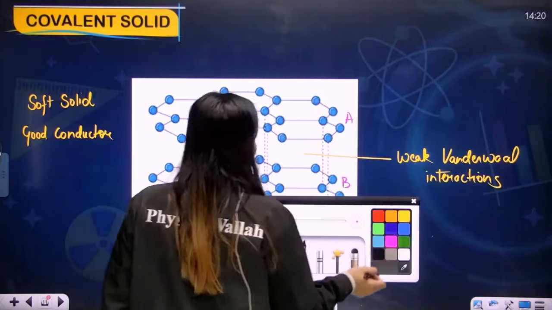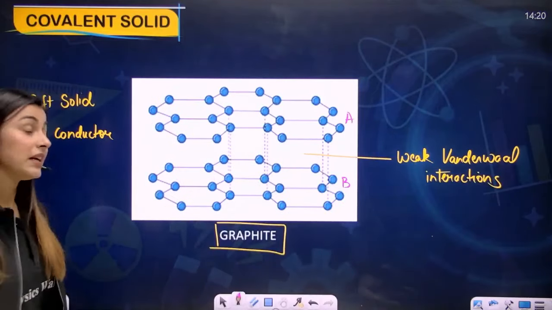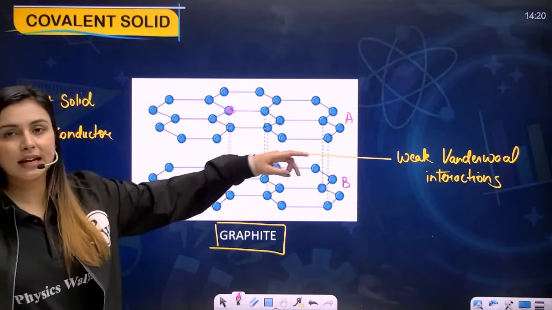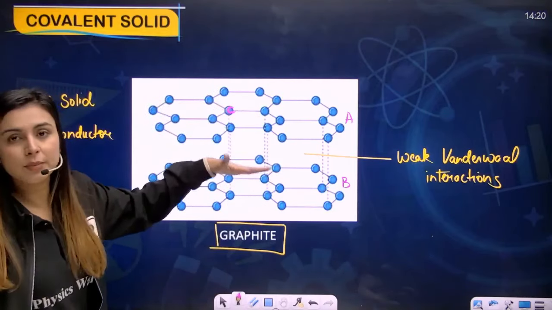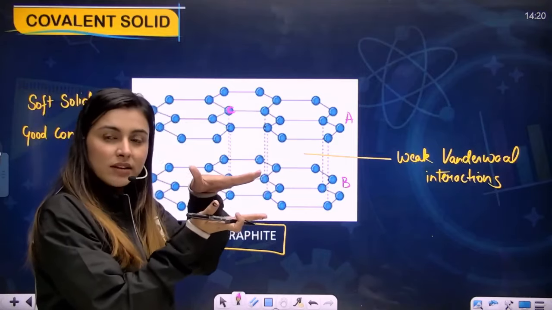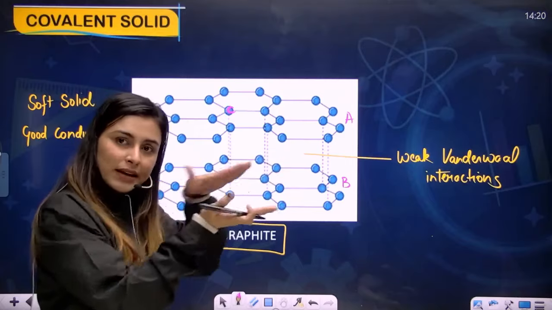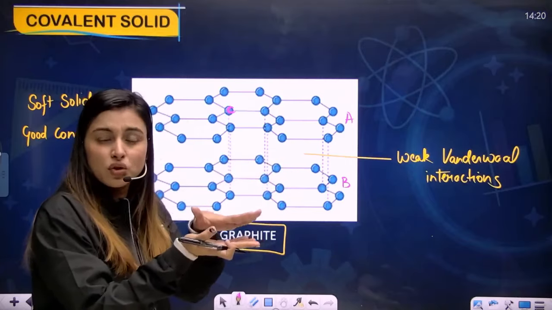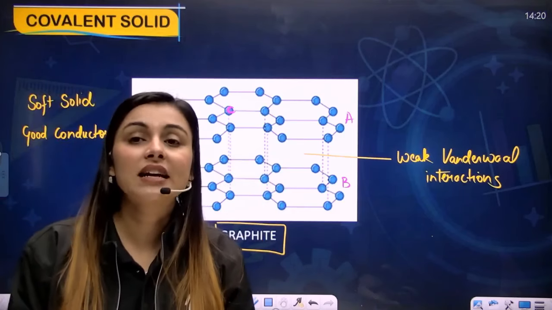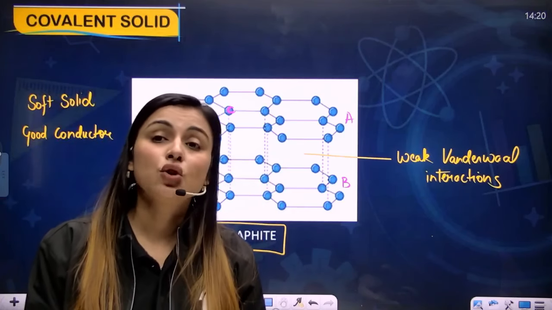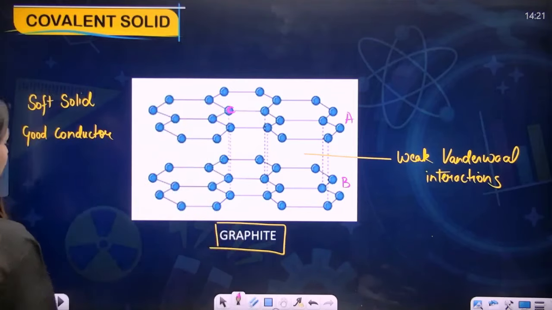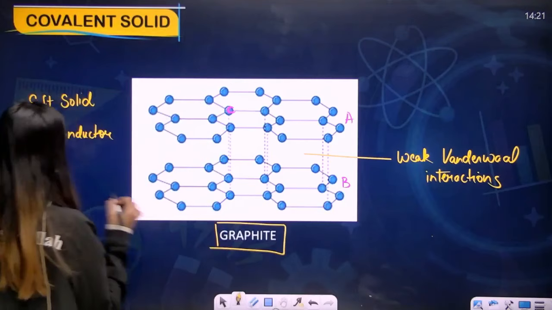Now, I'll make you understand even a little bit more. Let's say this is your carbon. You have a layer A, you have a layer B, and you have weak interactions in between them. So these two layers can slide over one another easily because the interactions are not very strong. And that is the reason it behaves as a lubricant. That is the reason we call it a soft solid. So can I say that it can be used as a lubricant?